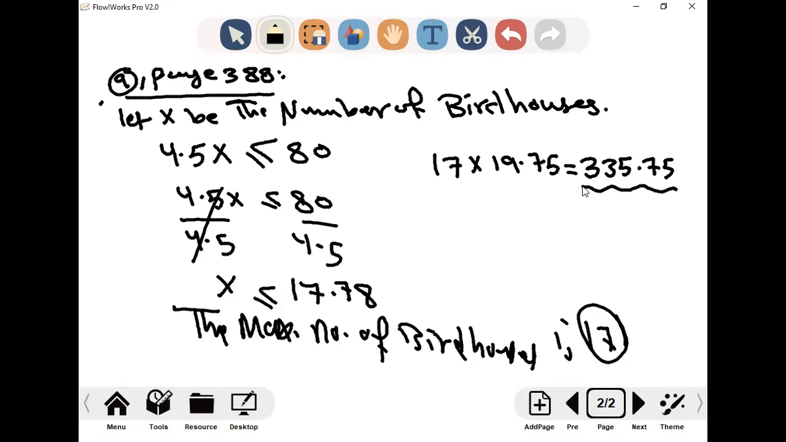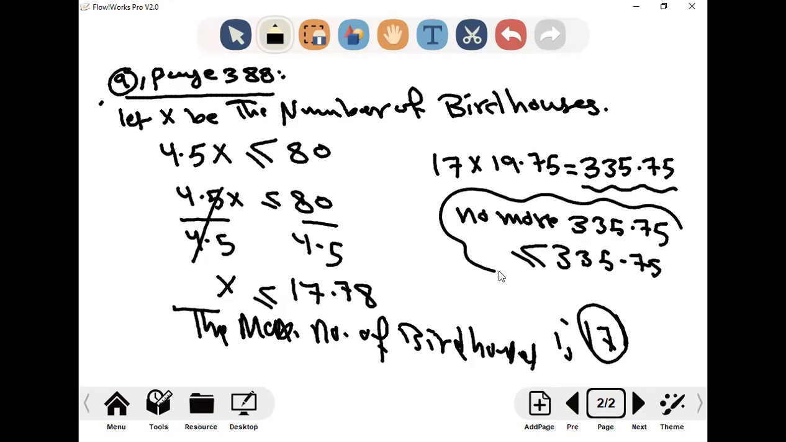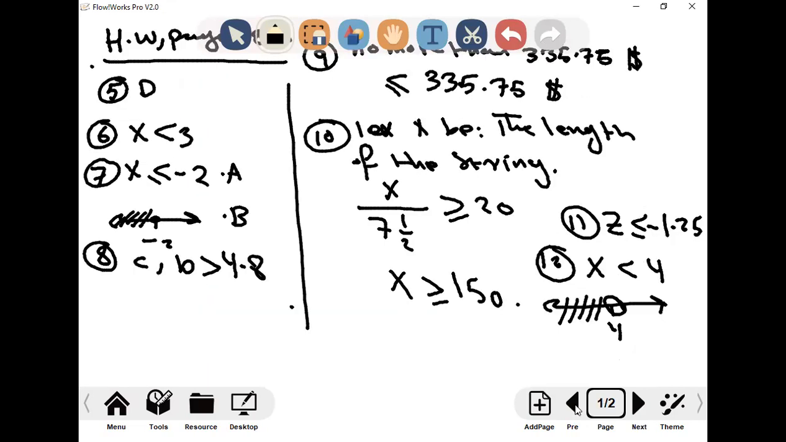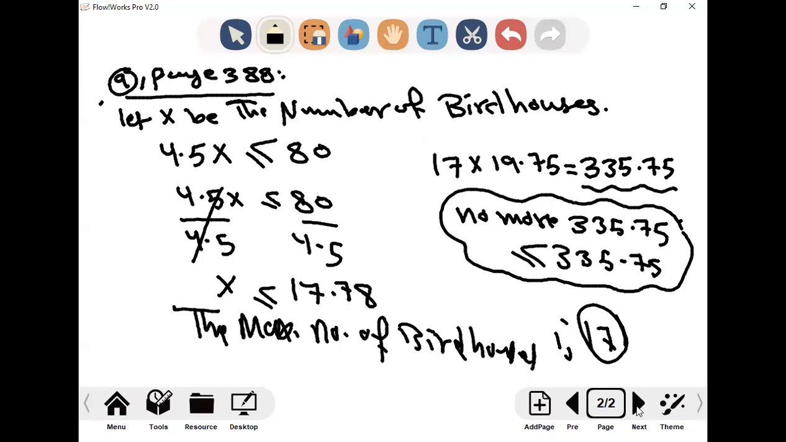So here, no more than, less than or equal to 335.75. Or we say less than or equal to 335.75, which are the two solutions we select in the question here. For question 9, we select no more than and less than or equal to, right? You understand it? That is question 9 in steps.